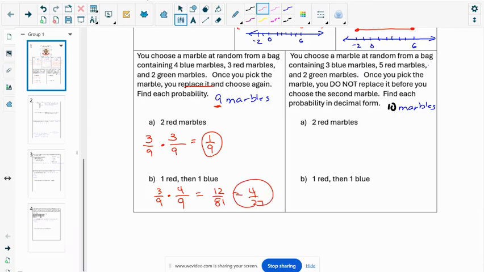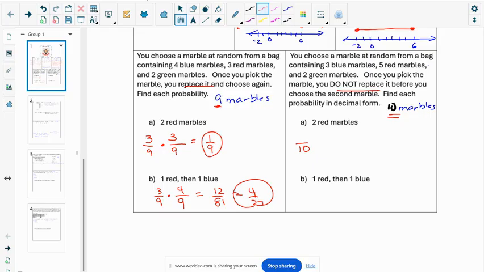Okay. Let's take a look at the next one. So this time I have 3 blue, 5 red, and 2 green. So I have 10 marbles total. This time, once you pick it, I do not replace it. So I basically say I'm holding it in my hand. So I have a total of 10.